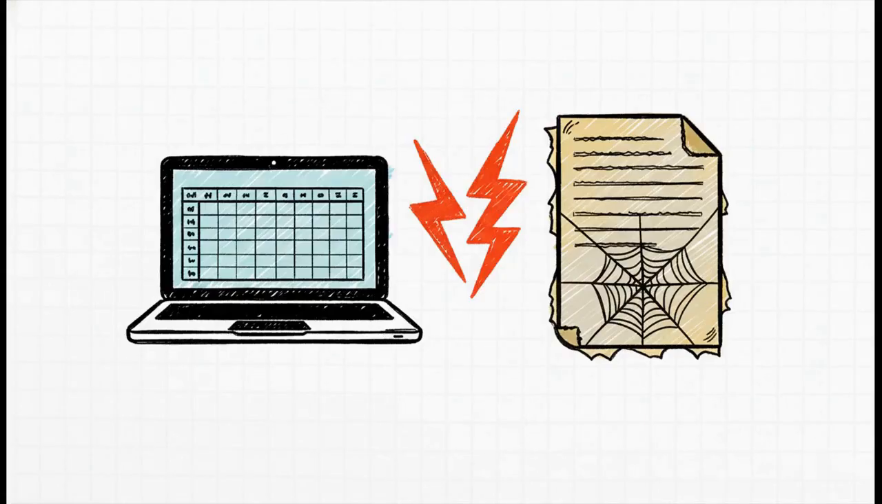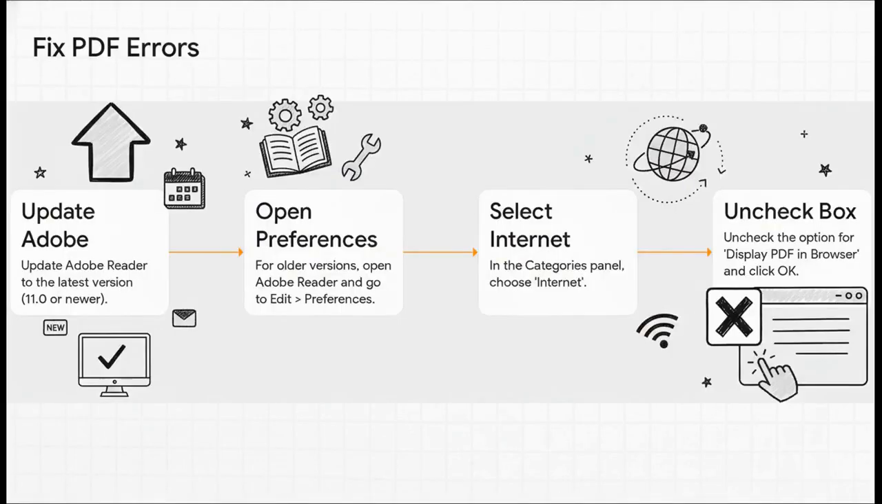Let's focus on a really common one. If QuickBooks crashes every time you try to look at a previous bank reconciliation report, the problem is very often not QuickBooks at all. It's actually a conflict with an old version of Adobe Reader that's failing to display the PDF report correctly. You've got 2 ways to fix this. The best solution, hands down, is to just update your Adobe Reader to the latest version. That usually solves the whole thing. But if for some reason you can't update, you can just go into Adobe's Preferences, find the Internet section, and uncheck the box that says Display PDF in Browser.